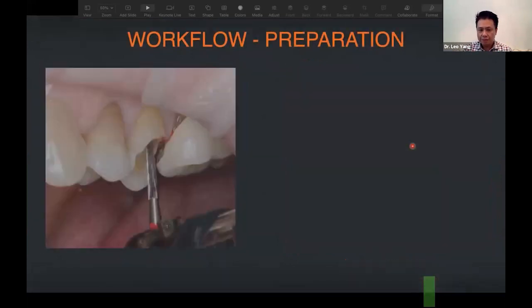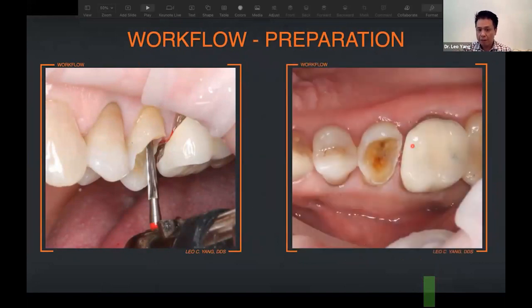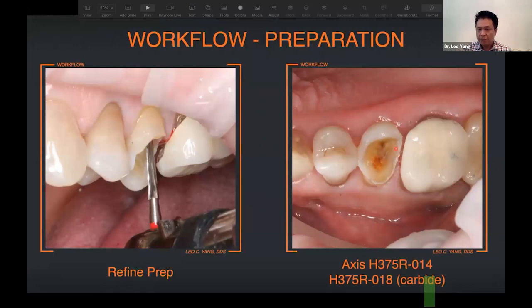Then what I'll do is smooth the surfaces with a carbide burr. So then I've done my final preparation.